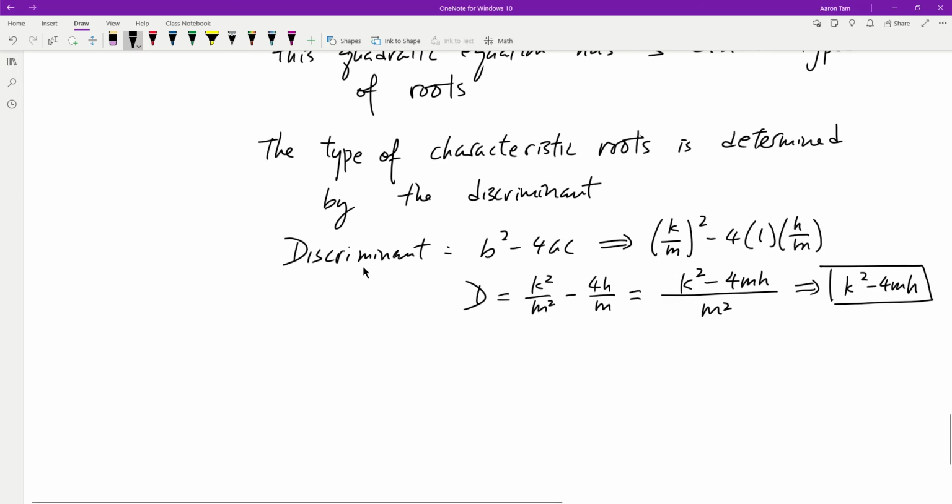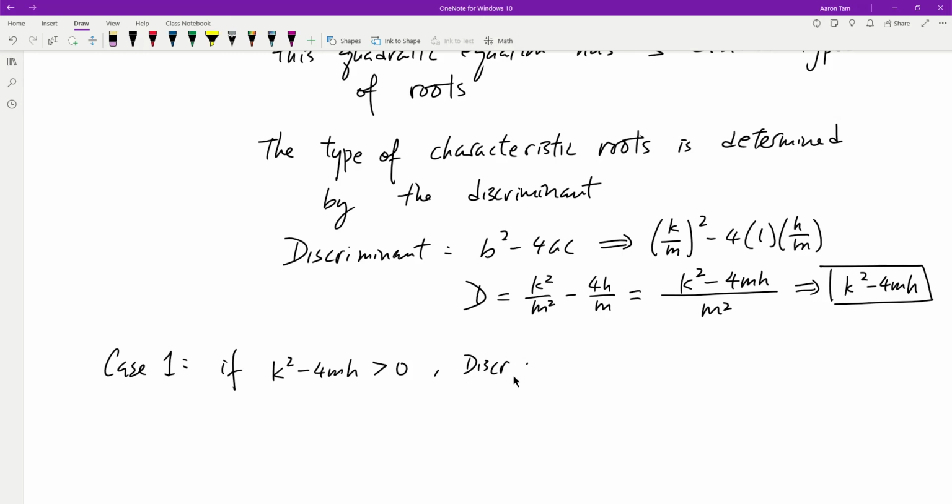As I said, there are three distinct types of roots, so let's talk about each of them. Let's start with case 1. Case 1 is the following: what if k squared minus 4mh is greater than 0? That would imply that our discriminant is greater than 0.